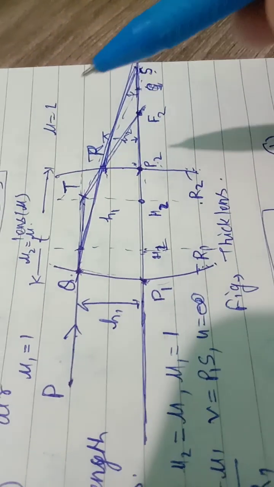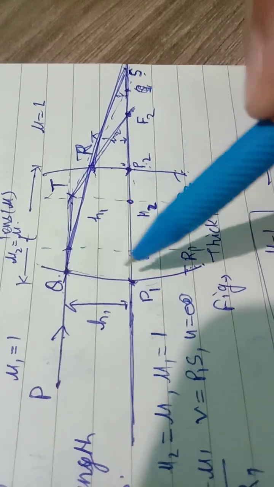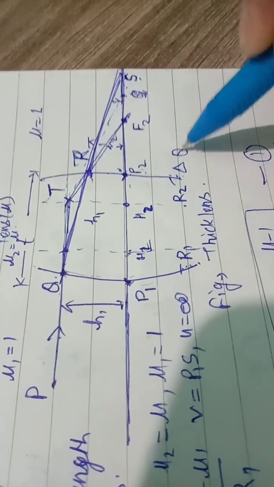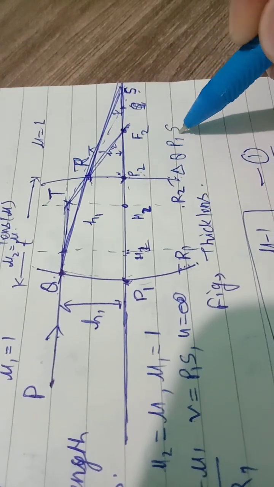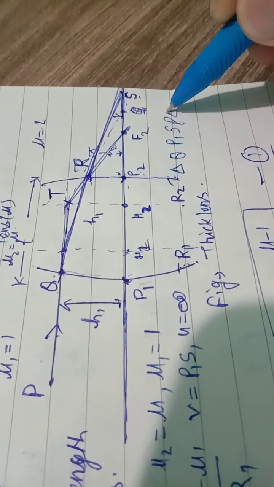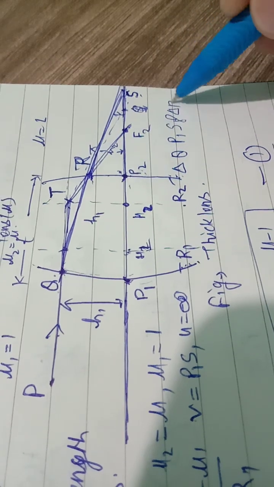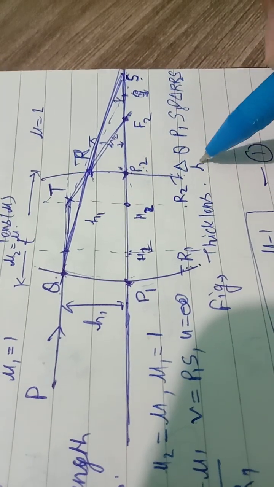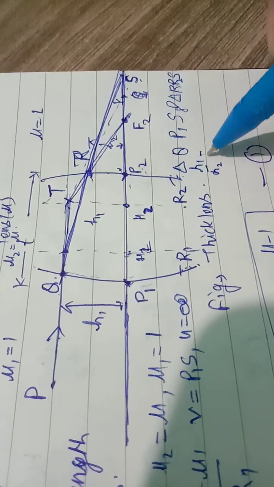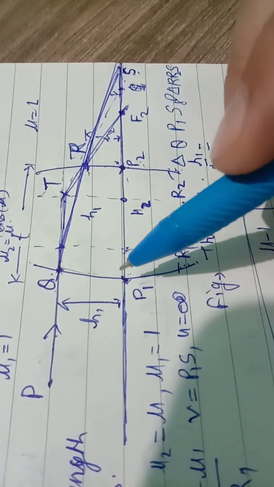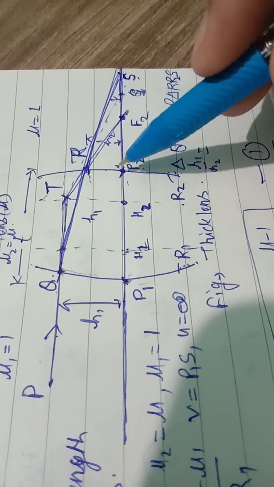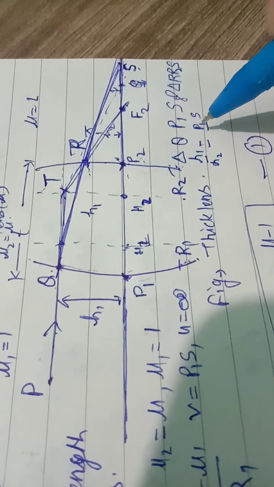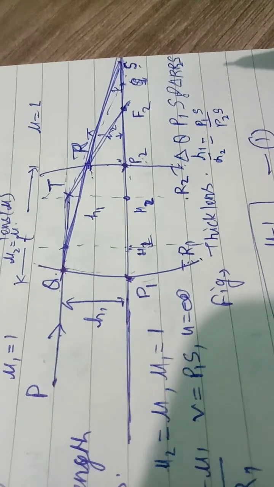So first let's consider triangle Q P1 S and triangle R P2 S. Here what happened? H1 by H2 equals P1S divided by P2S.